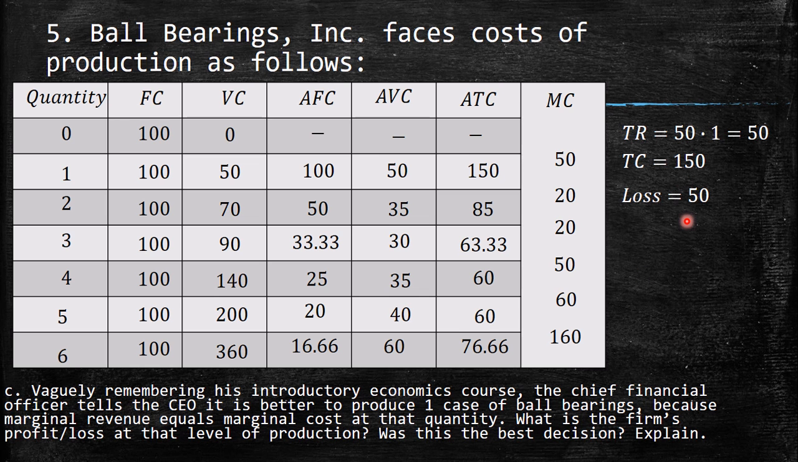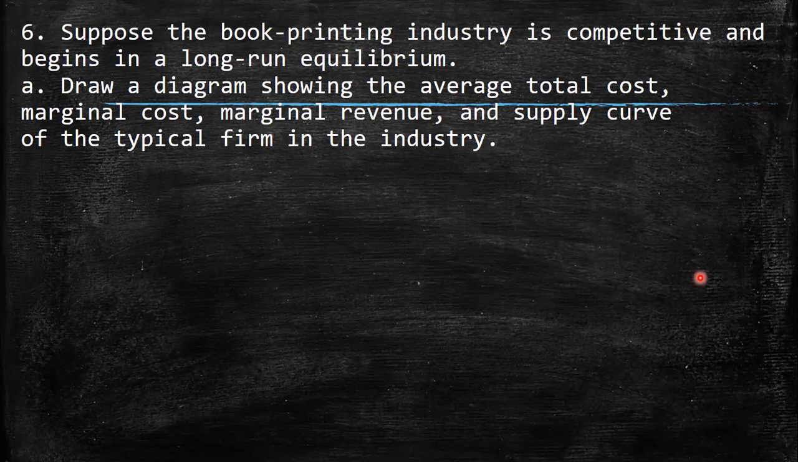Sorry, it's not going to be 50, it's going to be 100. So definitely it is not the best decision. Even if the marginal cost is equal to the marginal revenue, it doesn't make any sense because you have the sunk cost, or the fixed cost, at that time. So it's not the best solution.